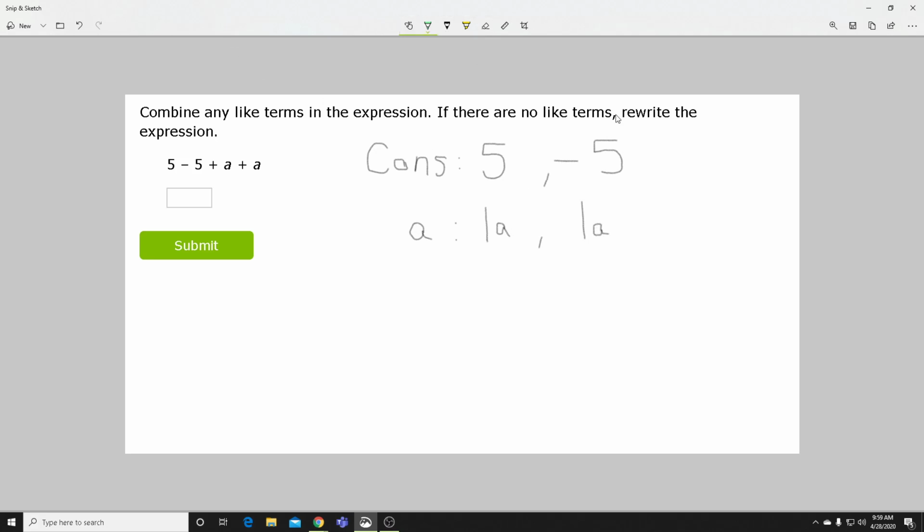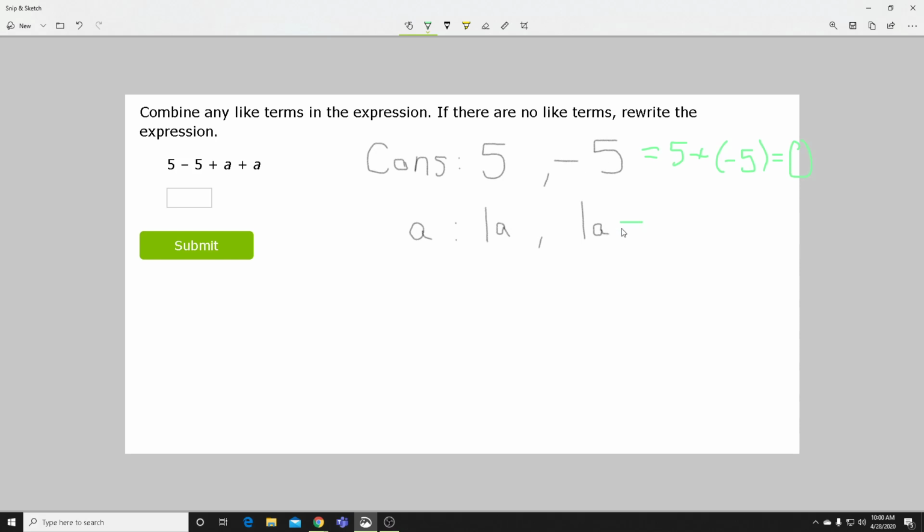So to combine like terms, what we're going to do is add up our constants. These constants are like terms. They don't have the a in it, so they're different than these terms. So we add up 5 plus -5. Okay, you should know from the IXL on Monday that'll give you 0. It's the same thing as 5 minus 5 is 0.